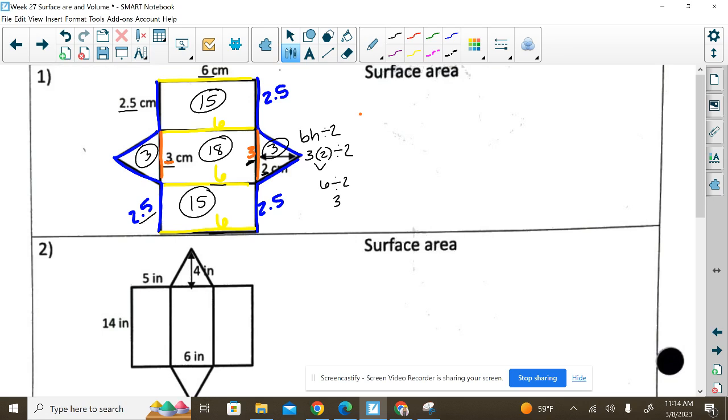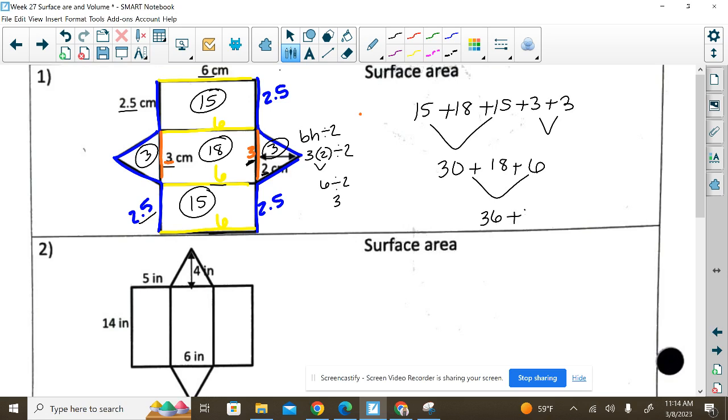Now I have to add it all up. So I have 15 plus 18 plus 15 plus 3 plus 3. Add it all up. 15 and 15 give me 30. 3 and 3 give me 6. So plus 18. Add that. 30 and 6 give me 36. Plus 18 is going to give me 54 centimeters squared. Okay?